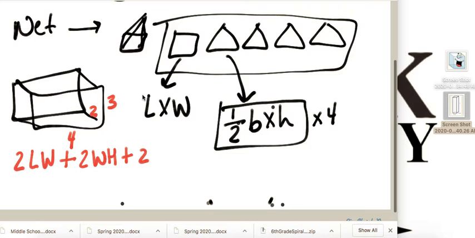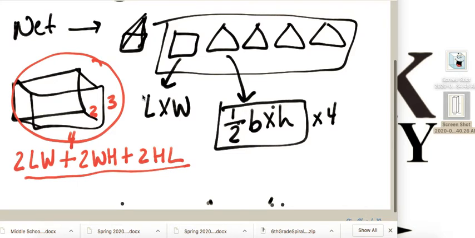Plus we would say 2hl. So that would be the height and the length multiplied together. So that was a quick little formula we used, but this formula right here only works with shapes like this. It does not work with shapes like this. Has to look like a shoebox or a rectangular prism. Okay, so that is surface area.